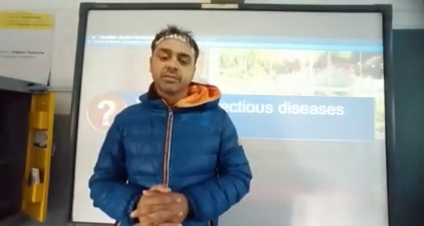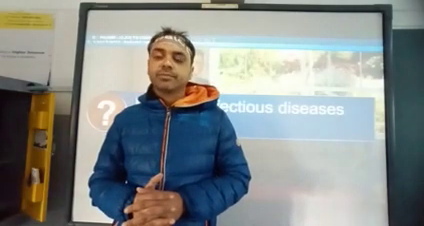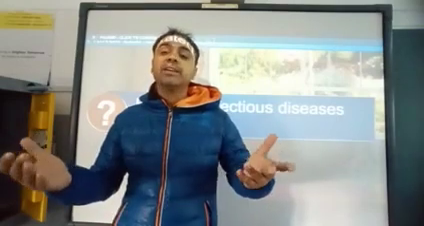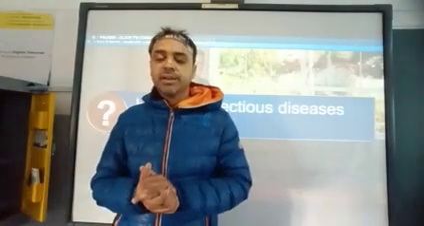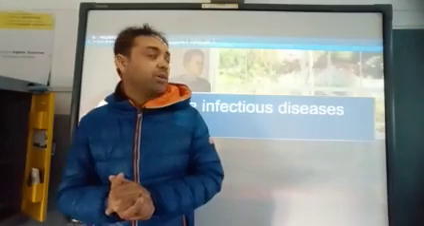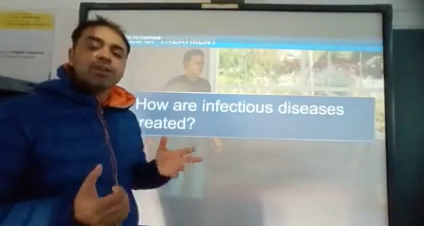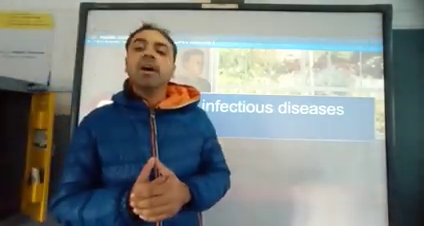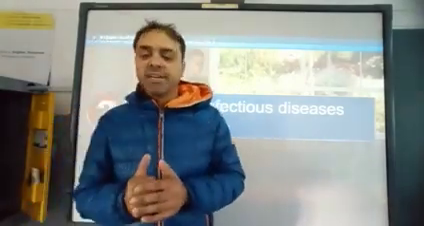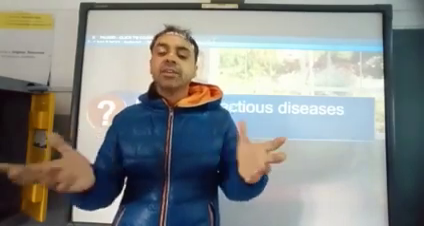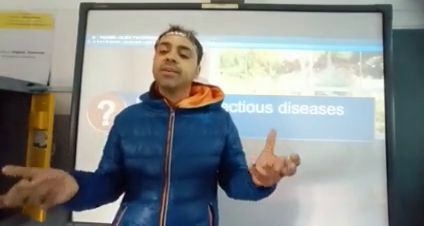In the last classes we discussed the various types of diseases and their causative agents and how they spread from an infected person to a healthy person. Today we are going to discuss how to treat infectious diseases. Suppose we get an infectious disease, how can it be treated? There are two major methods of treatment. The first is, once we got infected, on the basis of the symptoms it can be treated.